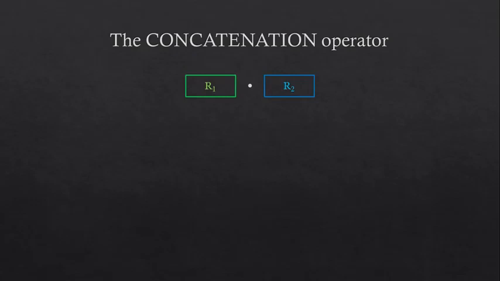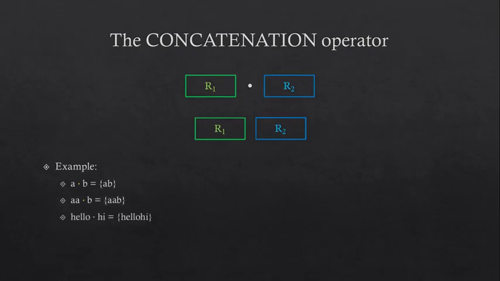Now this little expression here gives us R1, R2 both. Some examples will help you understand. If we take A.B, we get the string AB. We get one string which has A and B both in it. If we take AA.B, we get again one string which is AAB. In the third example, we get the string hello hi.